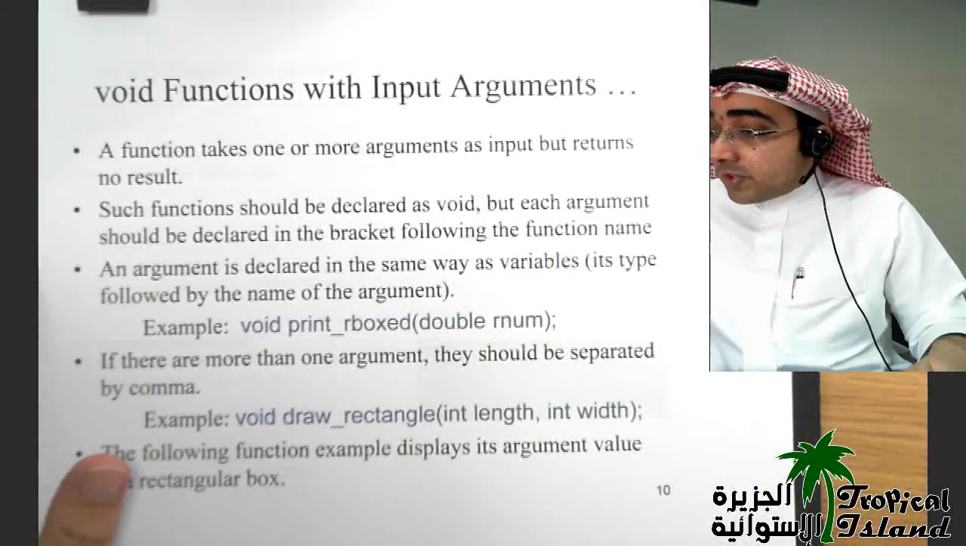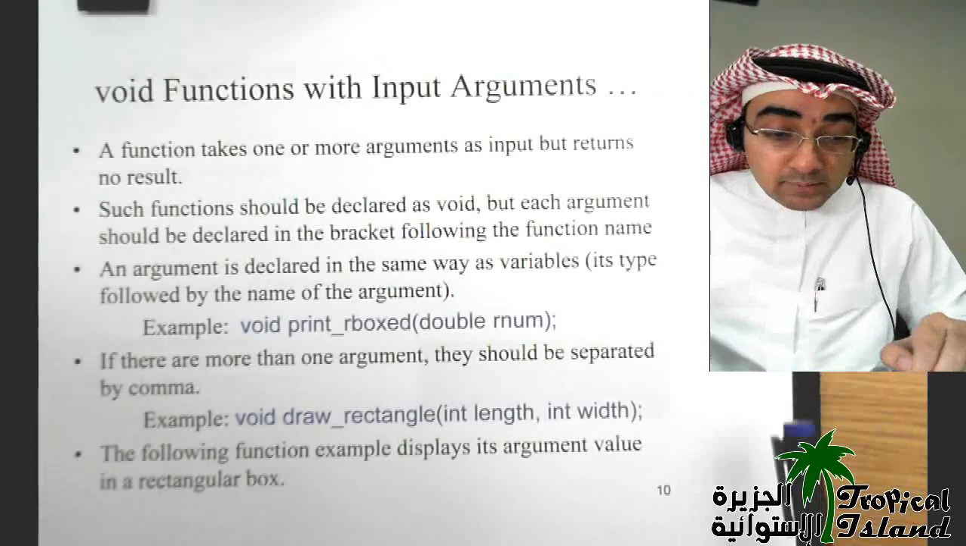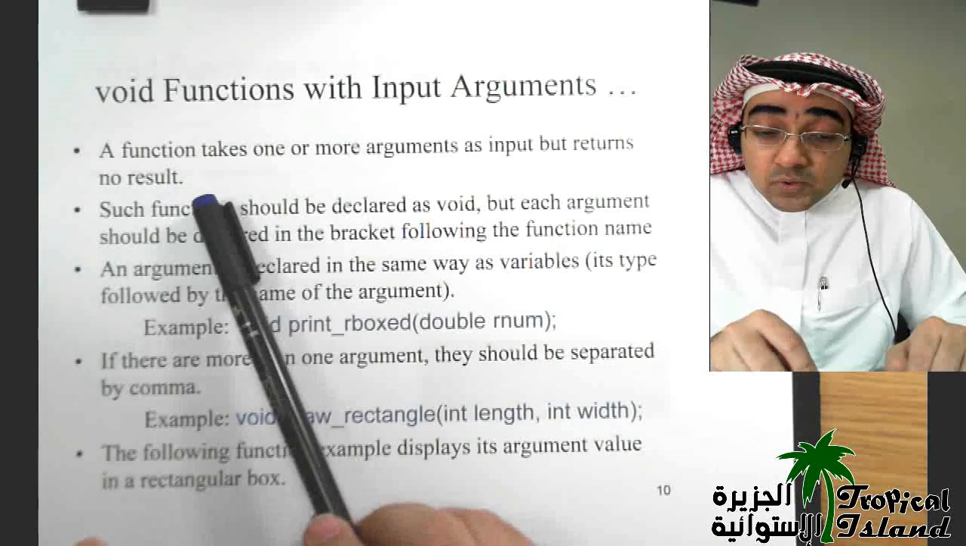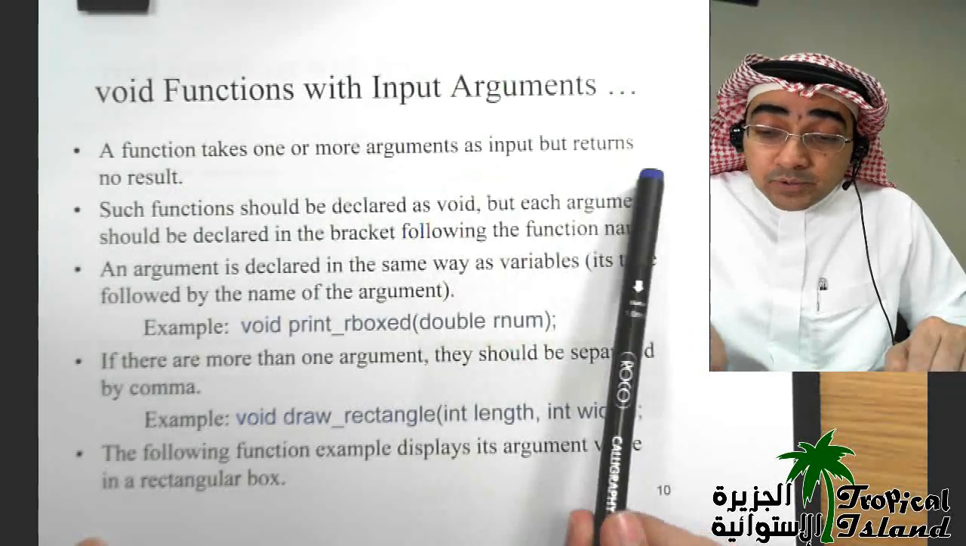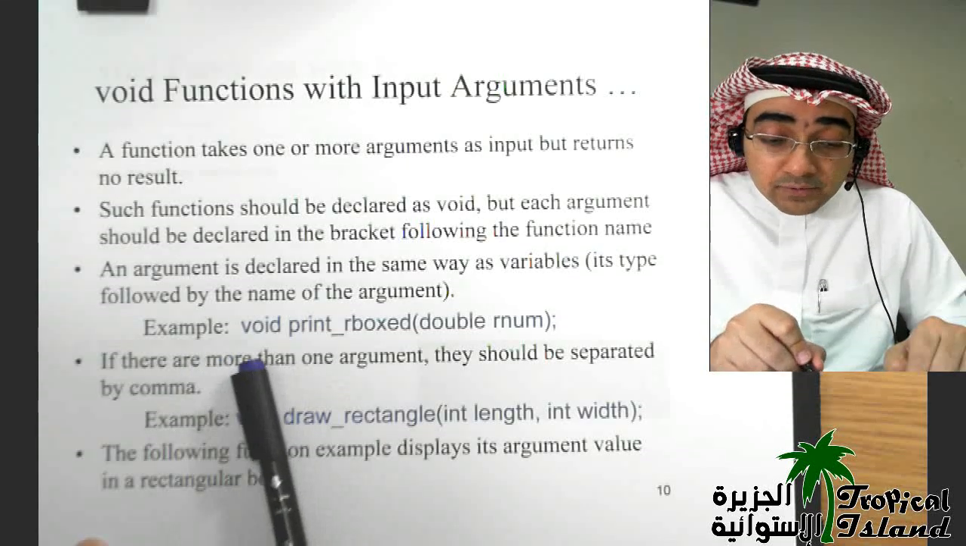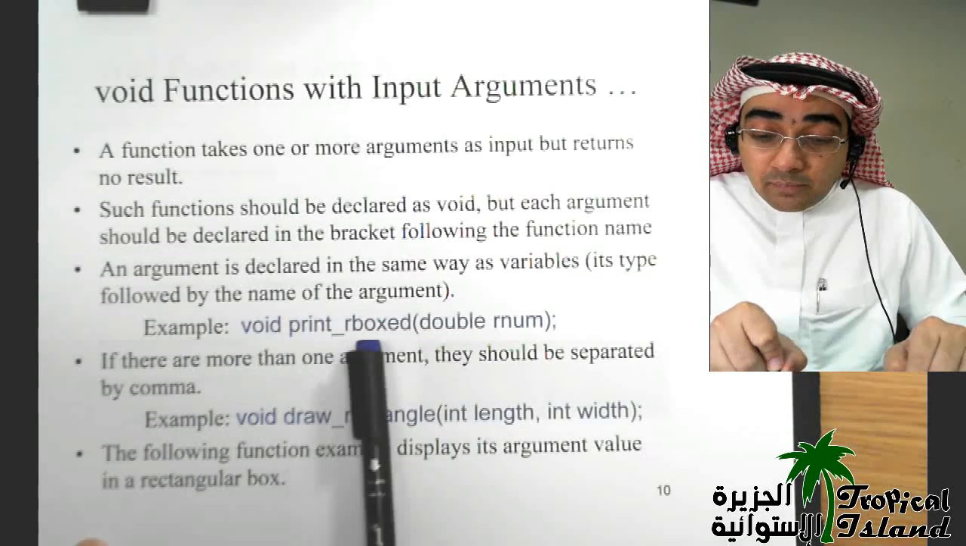So let's talk about each function one by one. First, a void function with input arguments: a function that takes one or more arguments as input but returns no results. Okay, this is an example of it: void print r boxed.